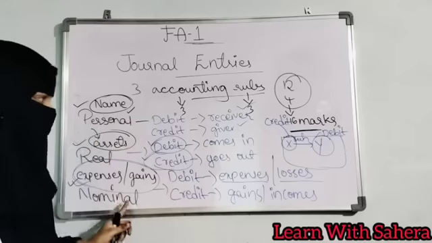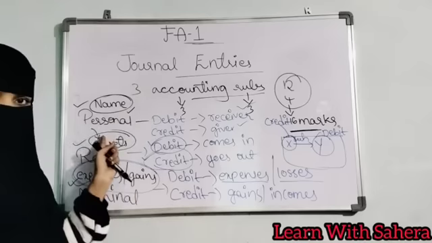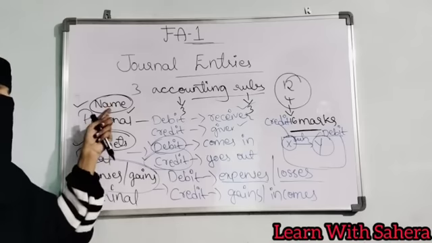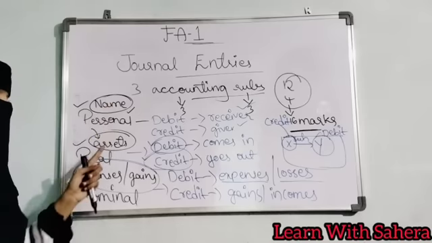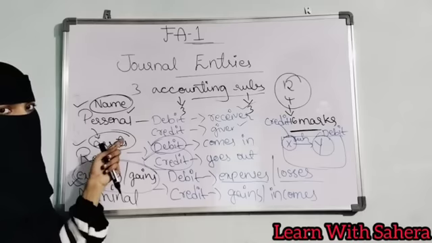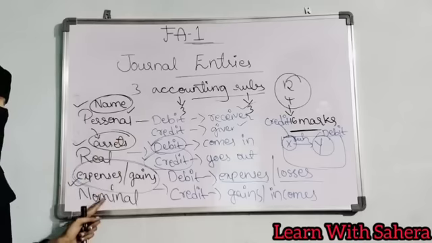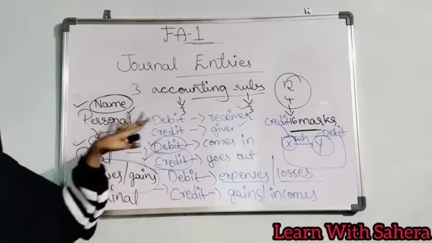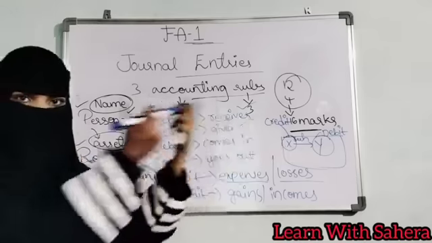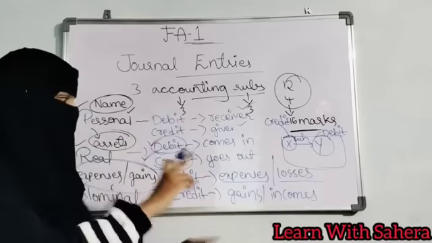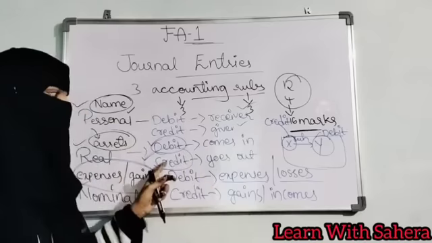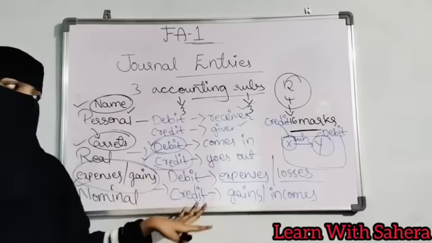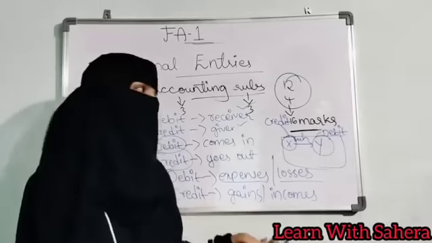There are 3 accounts and 3 rules for these 3 accounts. First account is personal, that will come for a person name. Second account is real, that will come for assets or properties. Third account is nominal, that will come under expenses and gains. Okay. So, personal account rule is debit the receiver, credit the giver. Real: debit what comes in, credit what goes out. Nominal: debit expenses and losses, credit gains and incomes. I hope you understand, children.